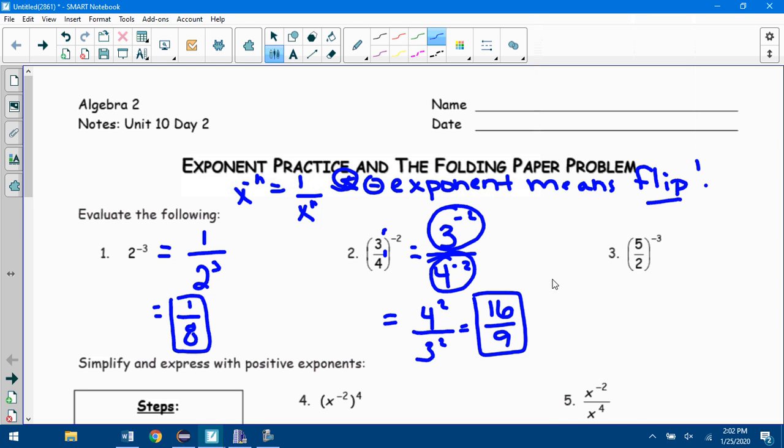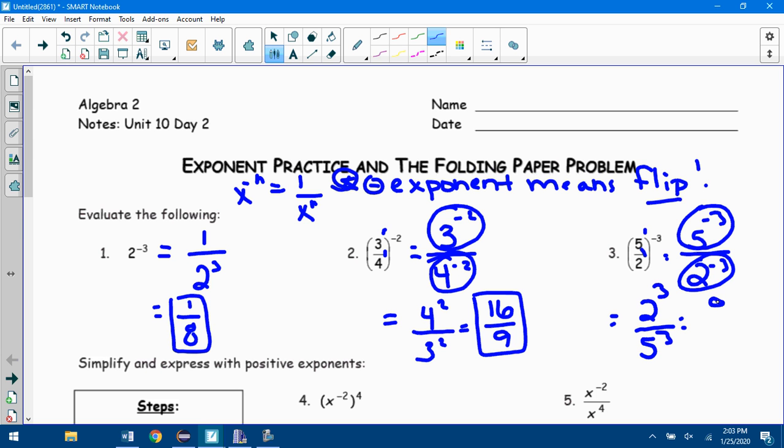All right, maybe give this number 3 a shot. It's the same as number 2. Try not to use your calculator. Put 1s here. So this is 5 to the -3rd over 2 to the -3rd. They both have negative exponents, so I'm going to circle them both. What's on top now? 2 to the 3rd, and 5 to the 3rd on the bottom. So that's 8 over 125. And if you checked it on your calculator, you'd get the exact same thing.